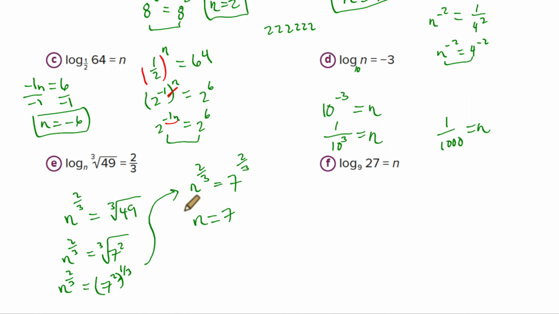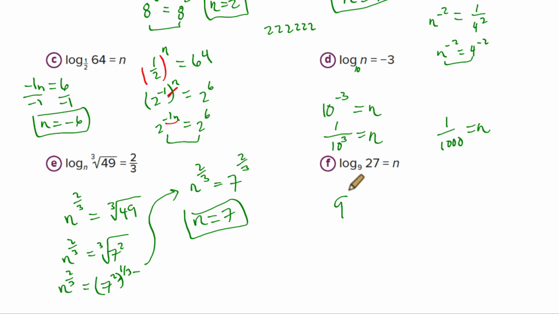I'm going to talk through that one again. When I look at this, I notice that 49 is 7 squared, and I have an exponent of 2, so that might come in useful. I also know that I have a cube root, and a cube root means 1/3 power. So I'm going to rewrite the 49 as 7 squared, and then raise it to the 1/3 power, and that means this will equal 7 to the 2/3 power. We have n to the 2/3 power, so n must equal 7. Whew! Let me take a break from that one.